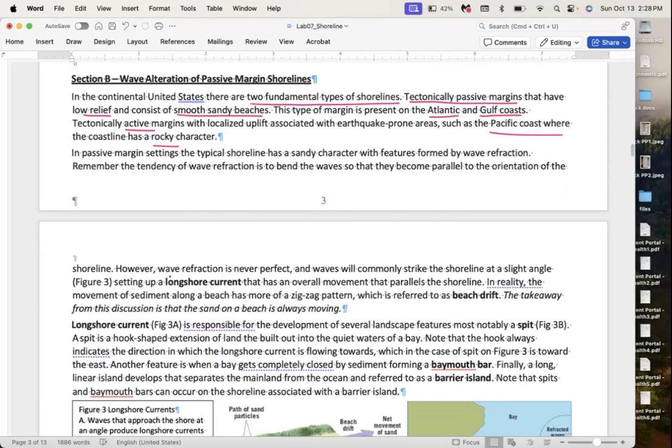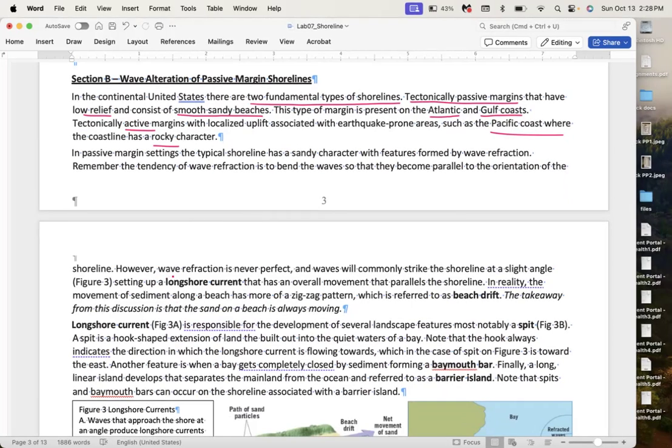So the wave refraction, which is affecting mostly the tectonically passive margins, the waves that come into the coastline don't come in perfectly, that is, straight on. They're going to come in at a slight angle for the most part. It has to do with both the wind and how the shoreline presents itself to what wind is coming in. And this creates what is called a longshore current.